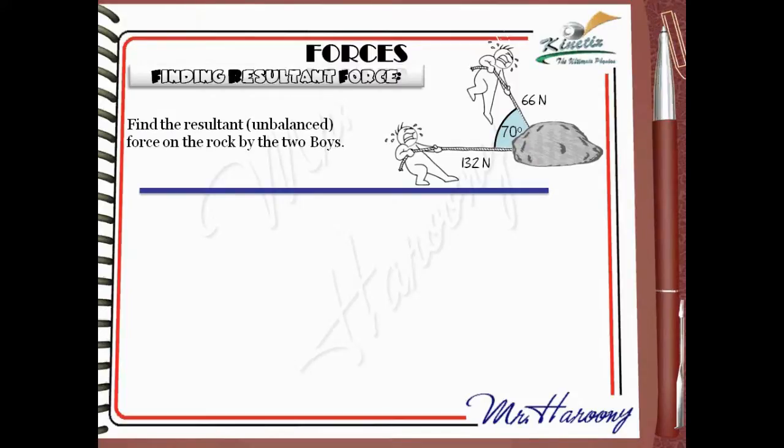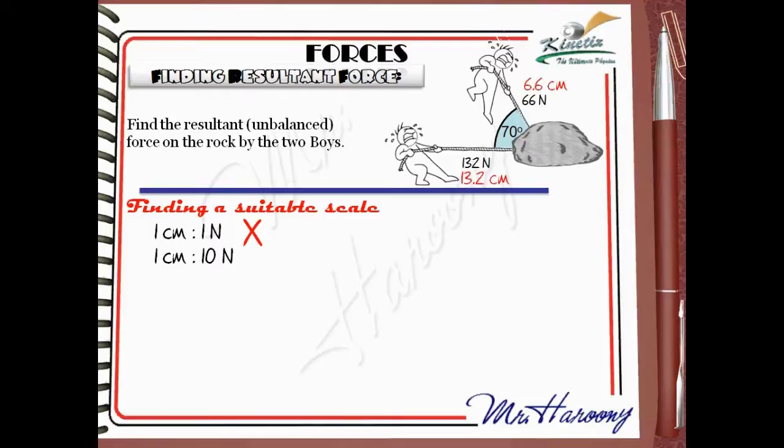Just as you did before, you need to find a scale that is suitable for a normal paper. As usual, we start thinking about 1 to 1, 1 centimeter to 1 newton. This means that the forces will be represented with arrows 132 centimeters and 66 centimeters. This is impossible to draw on a normal size paper, so we will find a bigger scale, 1 centimeter to represent 10 newtons. This makes the arrows 13.2 and 6.6 centimeters long. These are suitable lengths and this will be our scale.